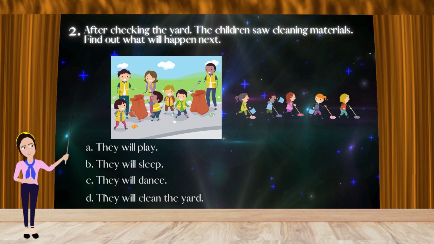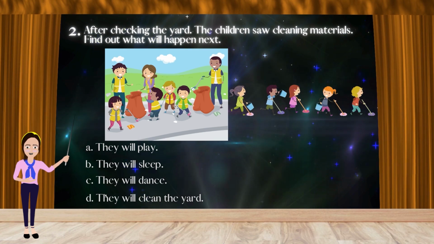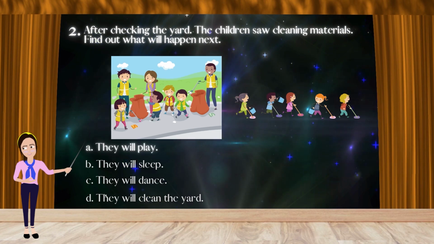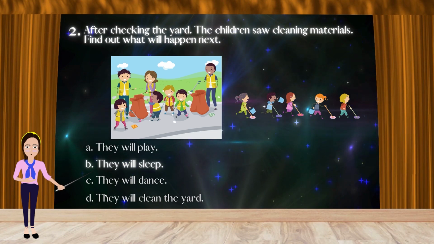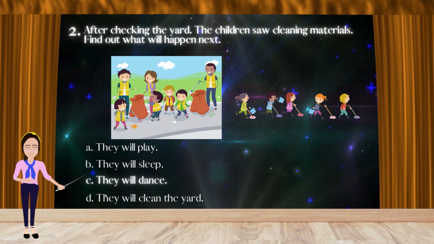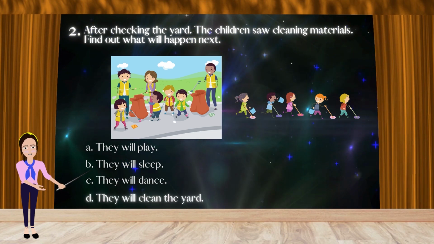Number 2. After checking the yard, the children saw cleaning materials. Find out what will happen next. A. They will play. B. They will sleep. C. They will dance. And letter D. They will clean the yard.